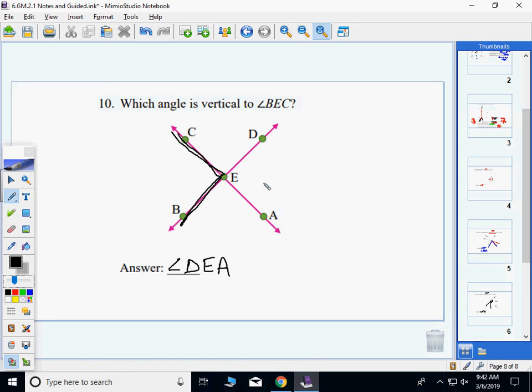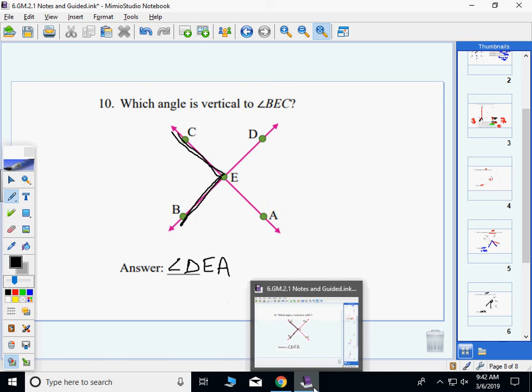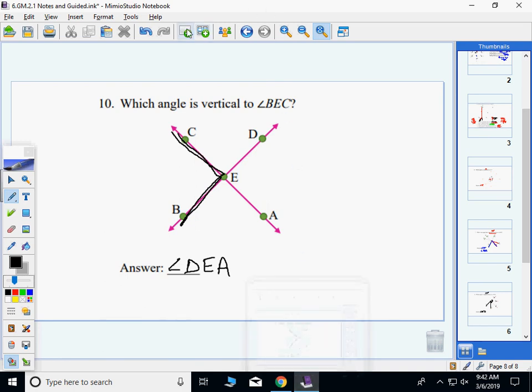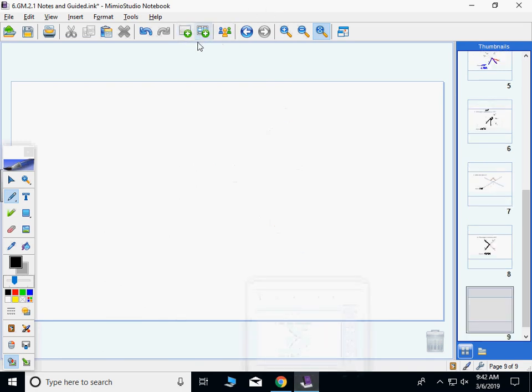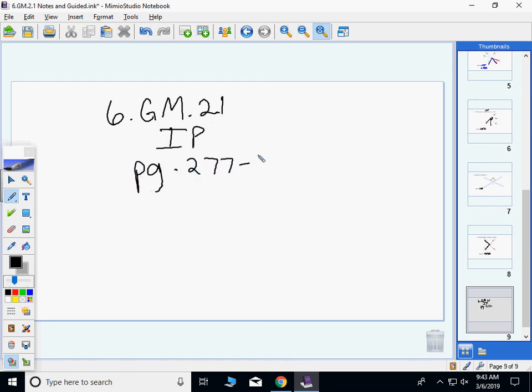My crazy computer screen. Does anybody have any questions? Okay. Your assignment today is going to be the independent practice, 6.GM.2.1. Independent practice. It's on page 277 through 281, 1 through 20.